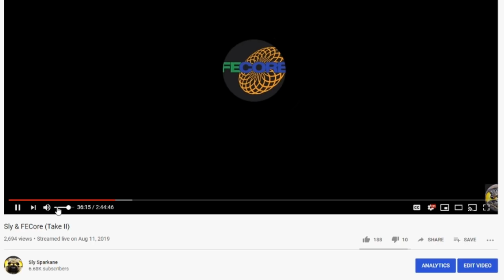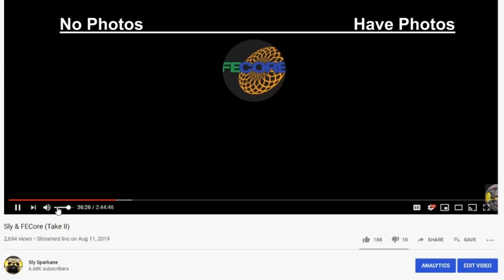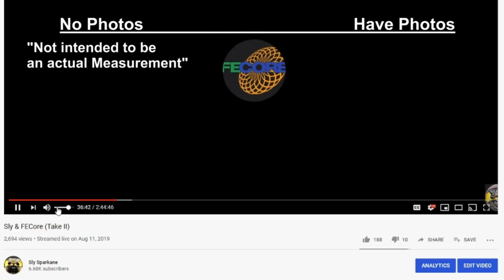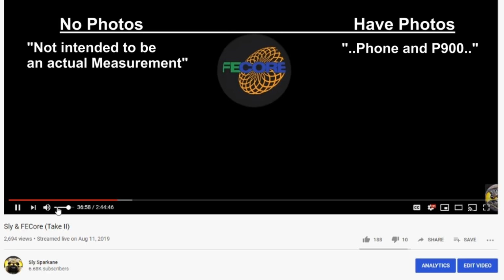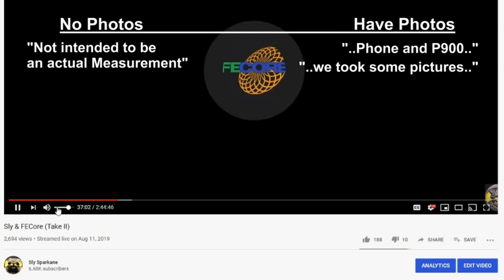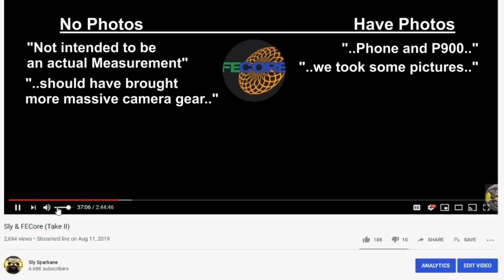Okay, now, why did you not release photographs of the actual laser at this 20-something kilometer distance? Why did you not release photographs in that results document? Well, there's a perfectly reasonable explanation for that. The night we went out to get those measurements was actually not intended to be an actual measurement. I was just going out there to test if the GPS system was actually targeting the laser in the right direction. So we went out with my phone and a P900, and we managed to get some on camera and we took some pictures. Unfortunately for that night, because it was a perfect night, we should have brought more massive camera gear, definitely.